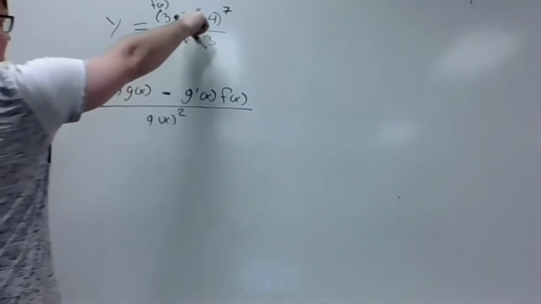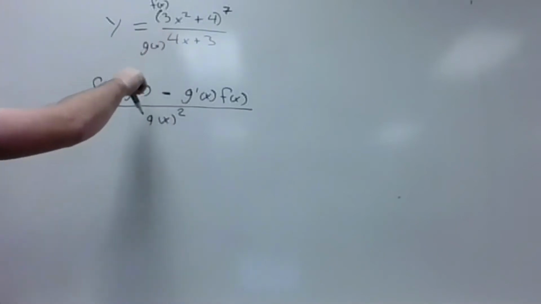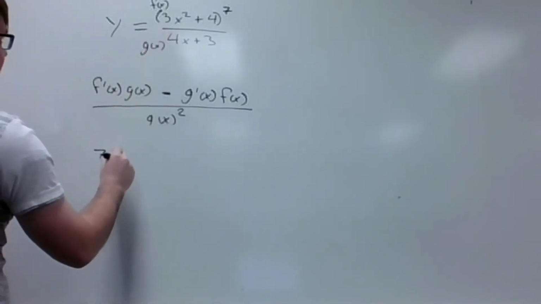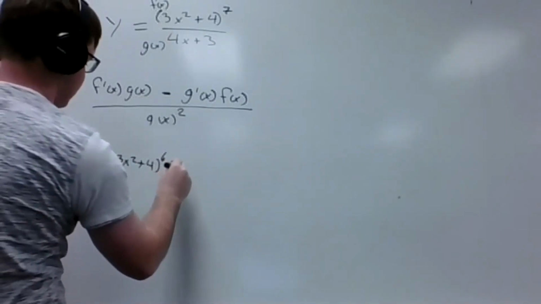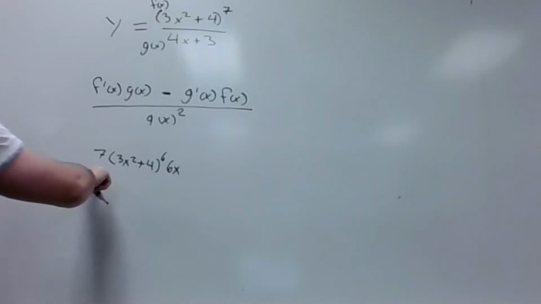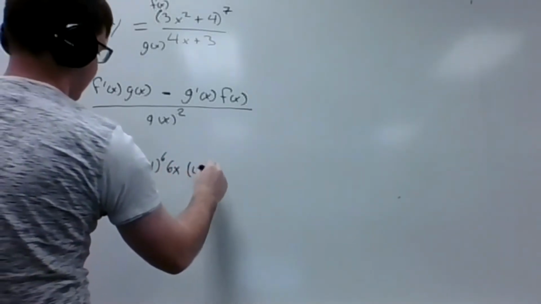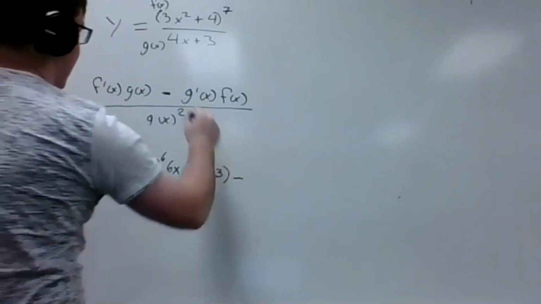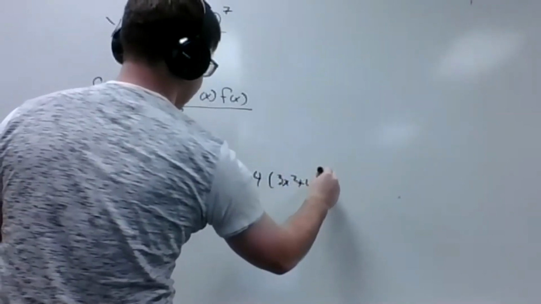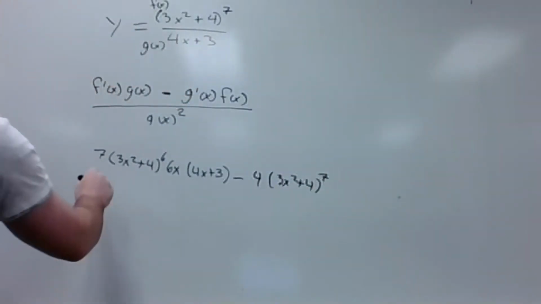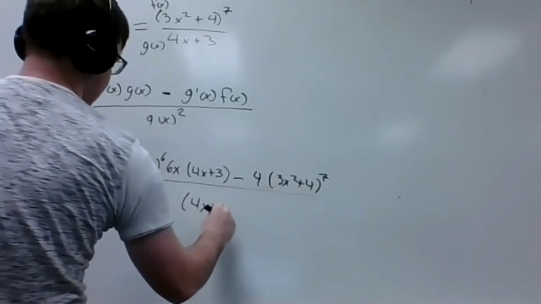So now when we take the derivative of this first one, instead of it just being the 6x squared, we're going to have this 7 times 3x squared plus 4, the 6th power, times the 6x. So we're just basically going to multiply everything by the 7. And then we'll multiply that by the 4x plus 3. Minus from that the 4 times 3x squared plus 4 to the 7th power. And that will all be over our 4x plus 3 squared.